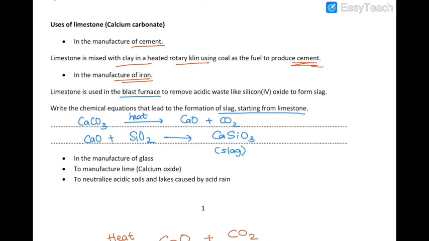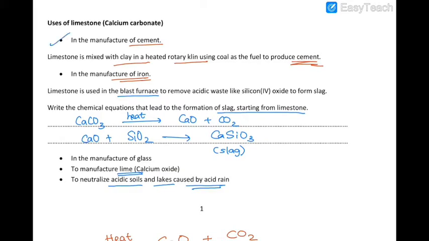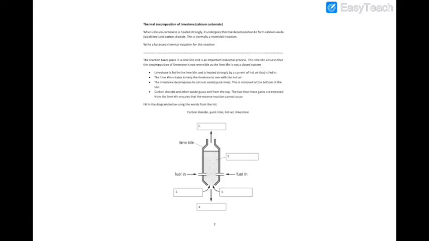Now, limestone is also used in the manufacture of glass. It's also used to manufacture lime. It's also used to neutralize soils and lakes that are affected by acid rain. So these are all the uses of calcium carbonate that you need to know.